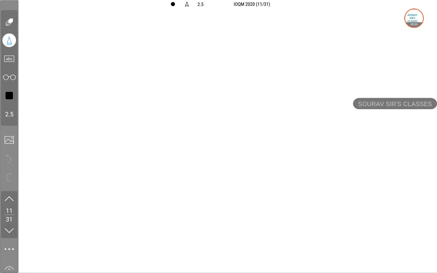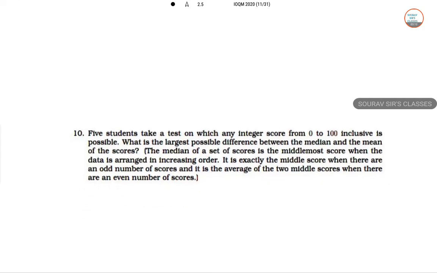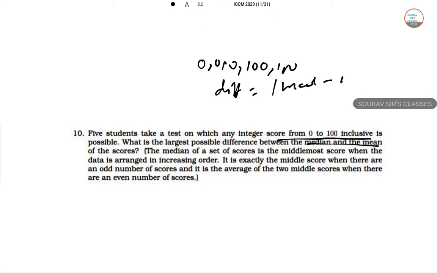Next. Question number 10. 5 students take a test on which any integer score from 0 to 100 inclusive is possible. What is the largest possible difference between the median and the mean of the scores? Okay, so the median and the mean of the scores. So let the scores be 0, 0, 0, 100, 100. If we take this extreme case, the maximum difference is median minus mean.